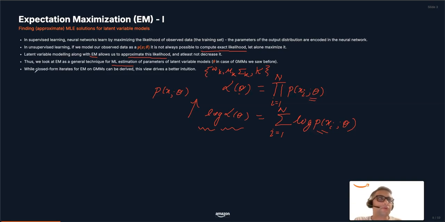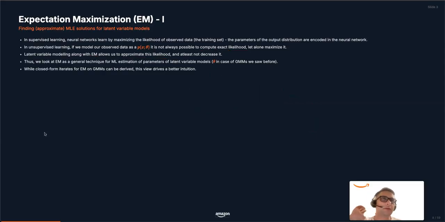While closed form iterates of EM on GMMs can be derived, this view will probably give you better intuition of what is happening. It may be a little complicated to follow, but I hope that if you go through the equations carefully and possibly also look at other resources online, it will give you a better idea of what is happening. So let us continue.